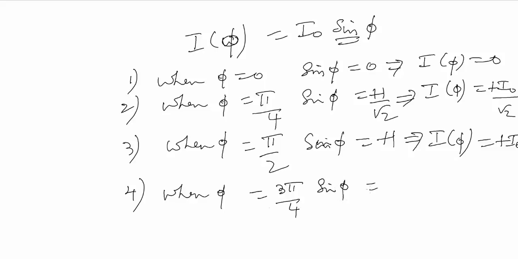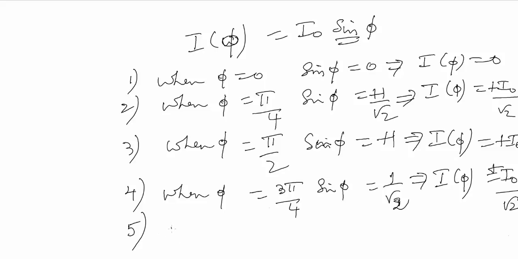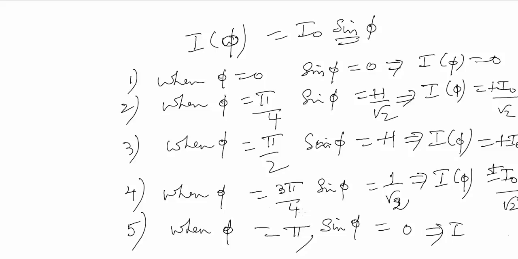Sin phi will be, the phi will be in the second quadrant because it is less than pi, it is 3/4 of pi. Sine value in the second quadrant continues to be positive, and so this will be equal to 1 by root 2, because sine 3 pi by 4 is sine of pi minus pi by 4, which is sine of pi by 4, which is 1 by root 2. That implies I as a function of phi is equal to I naught by root 2 with a positive sign. Next, when phi equals 3 pi by 4 plus another pi by 4, which is pi, sine phi will be equal to 0, which implies I as a function of phi will become equal to 0. So this is what we have seen for the range between 0 to pi.